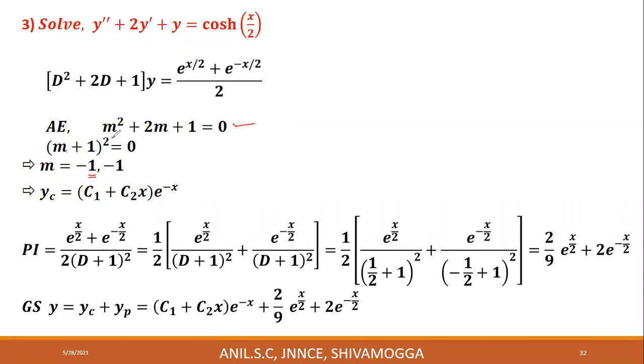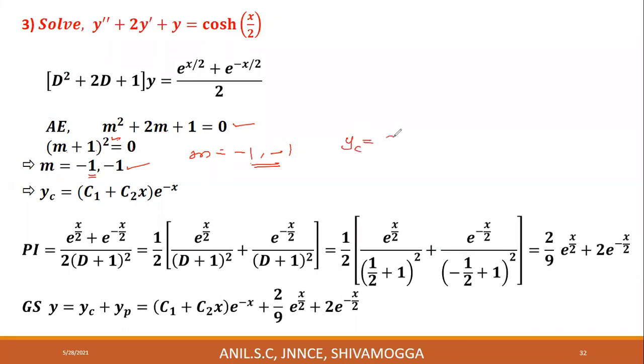And it is repeated. How many times? 2 times. Therefore, m is equal to minus 1 and m is equal to minus 1. Since it is repeated, you write one more time. Both the roots are real and coincident roots. Therefore, rule number 2 is applicable.